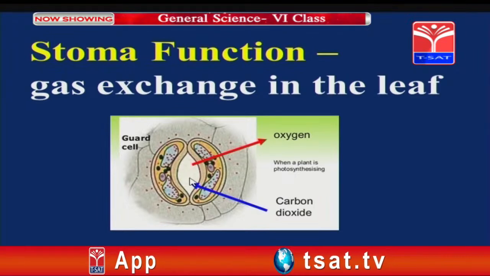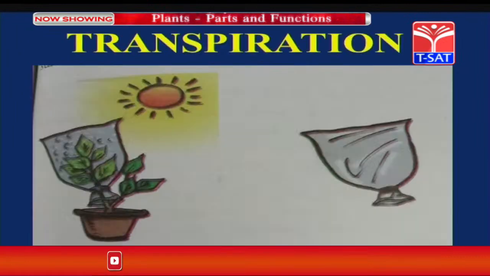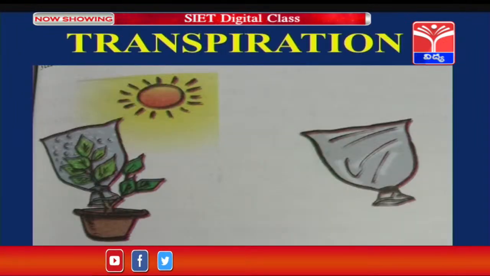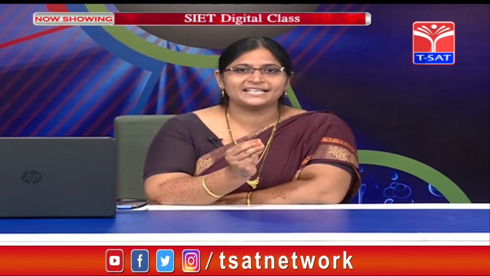So, this is regarding the function of stomata. Apart from this, another function of stomata is transpiration. What is meant by transpiration? The plant absorbs a large amount of water with the help of roots. Whatever excess water is there, it sends outside. Excess water from the plant is removed in the form of water vapor. That process is called transpiration.